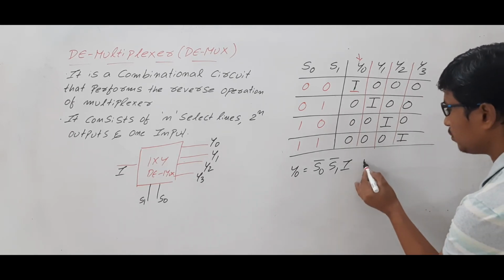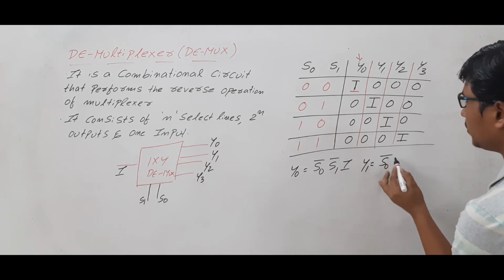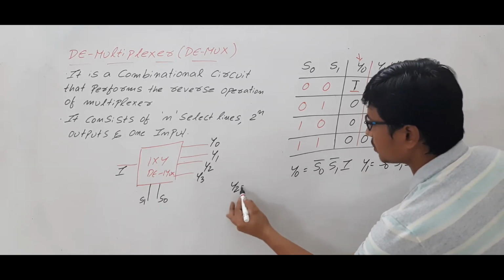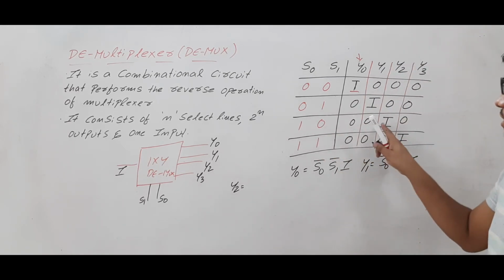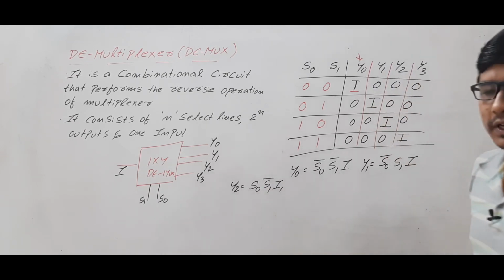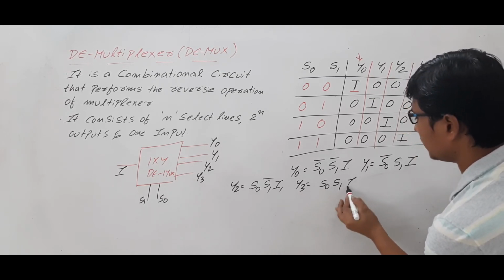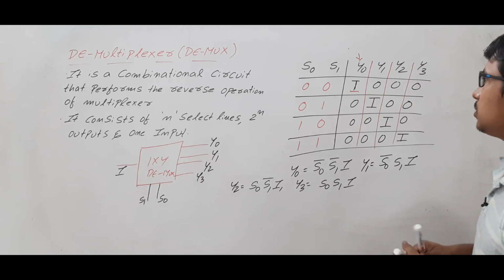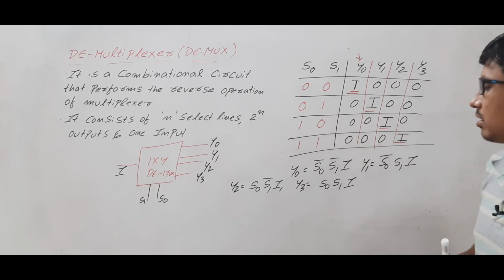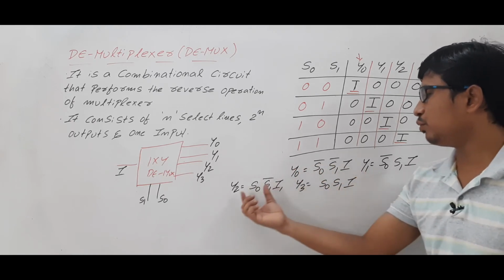Similarly, if you consider y1, is it clear? y1 will give you what? S0 complement, S1 I. Similarly, y2, if you see that y2, this is there. So which is S0, S1 complement I. Similarly, y3 is equal to S0, S1 I. Are you able to understand? Because this is the only minterm there. And similarly, this is the minterm, this is the minterm, this is the minterm. Am I right or wrong? So we got the minimized expressions for y0, y1, y2 and y3.